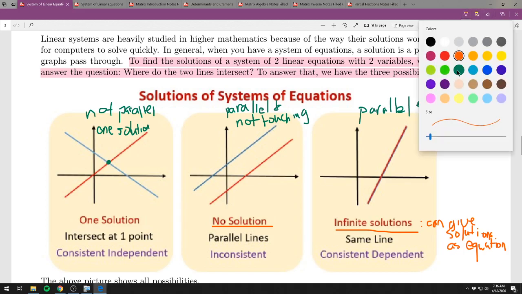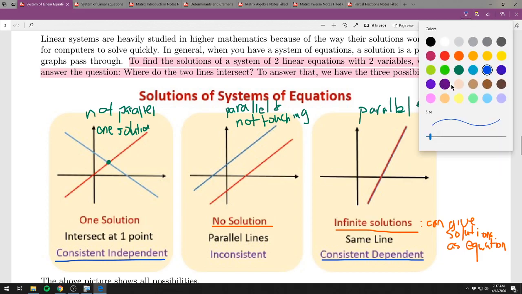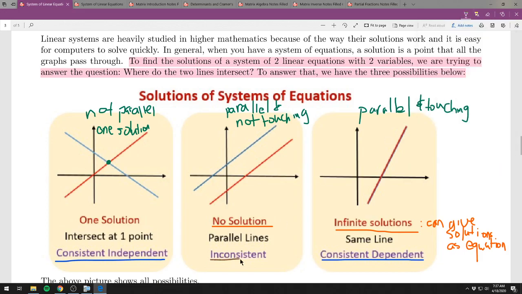The other thing I want to point out about this chart, you might see some of this on the homework. It might ask you whether the system is consistent, if it's independent, if it's dependent, if it's inconsistent. Consistent means there's at least one solution. So the one on the left and the right are both consistent. Independent means there's one. Think about independent being alone. There's one solution. Dependent means you depend on other things. So that's when there's infinitely many solutions. And inconsistent means there are no solutions.